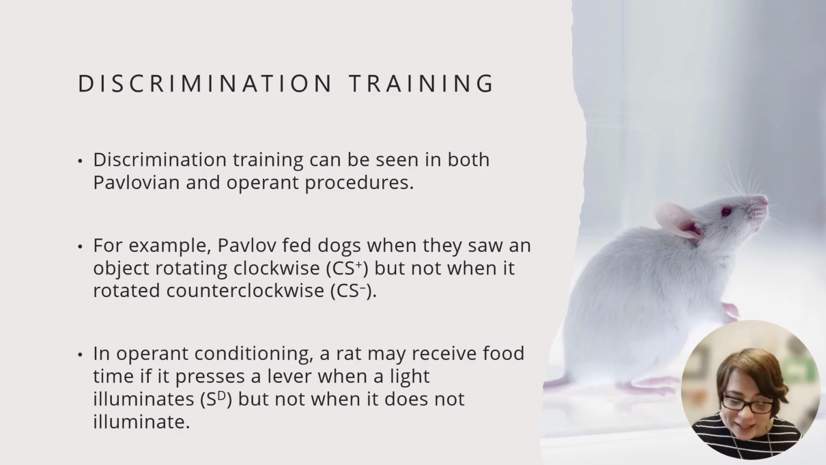Okay, so basically the animal learns if the light is on and I press the lever, I get reinforcement. But if the light is not on and I press the lever, I won't get reinforcement. So in effect, they learn to discriminate between two different situations and only follow through with the desired behavior in the appropriate situation when it's going to lead to reinforcement. So basically, we see discrimination not just between stimuli with Pavlovian conditioning, but also with operant conditioning as well.